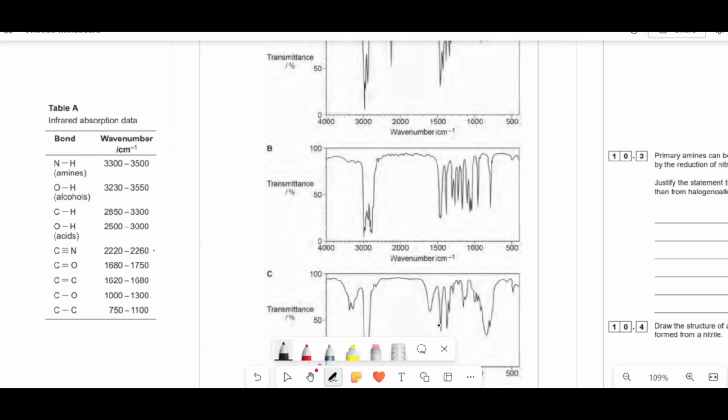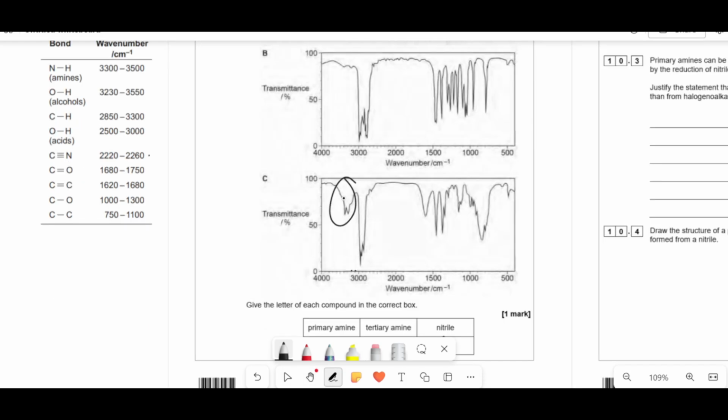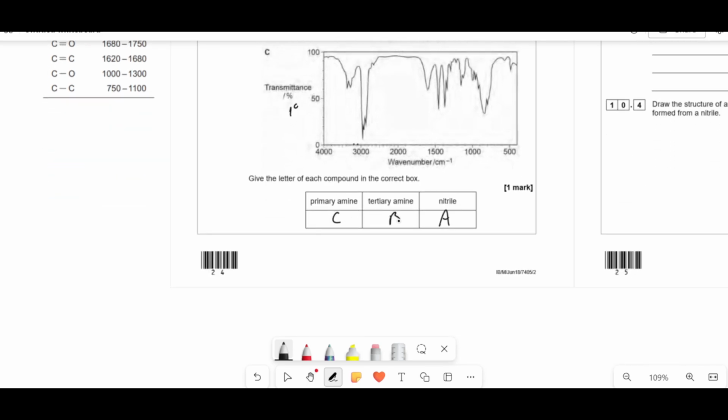So now for the amines. A tertiary amine doesn't have any NHs in it, remember, because all of the H's have been replaced by R groups. So in that case, this one corresponds to this peak here, the NH one, which must be the primary amine, so that's going to be a tertiary there, because there's no NHs in that. So that's going to be C, B, A.